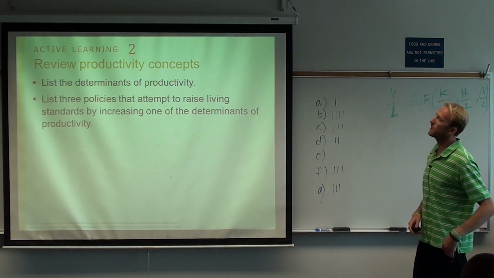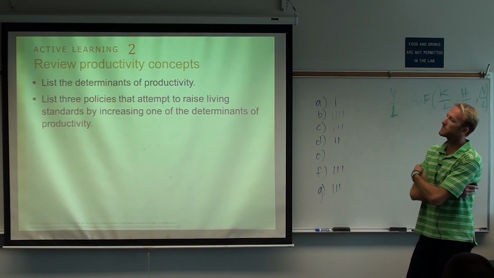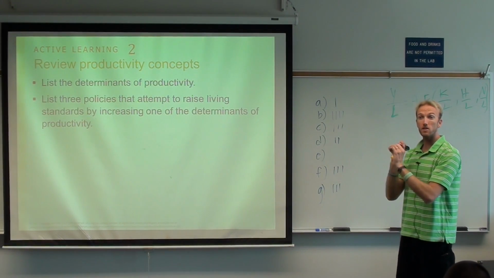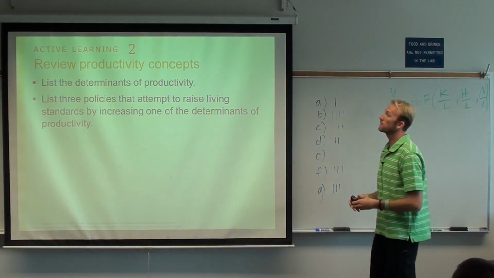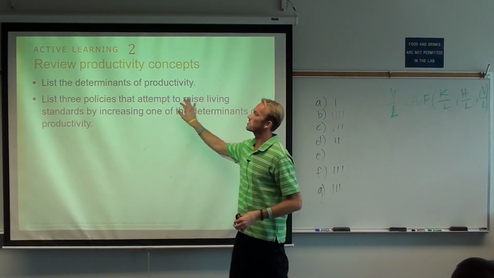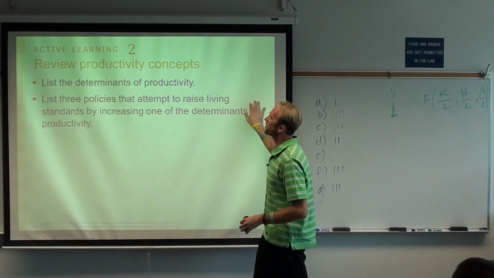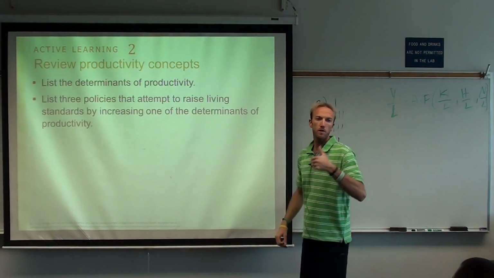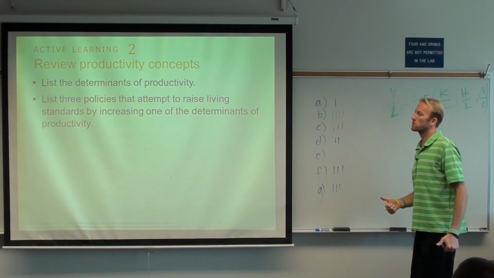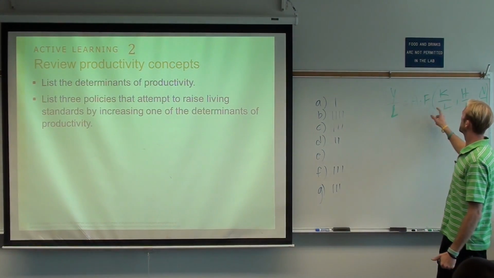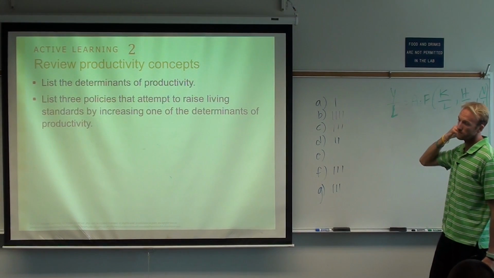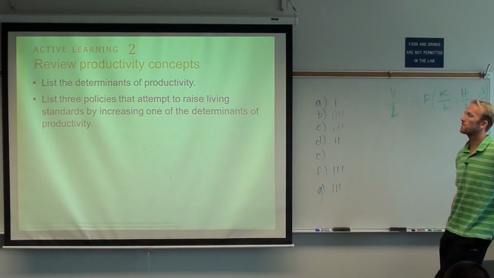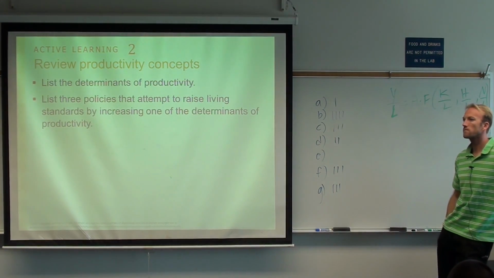Okay? Let's do a little review. Here, let's list the determinants of productivity. List the things that make Y over L change. That's what that means, right? And then we'll just give three examples of policies that attempt to raise living standards. And you've got to tell me what the policy is and what it changes. Does it change A, K over L, H over L, or N over L? Okay, so take like 2 minutes, and then we'll finish up shortly.